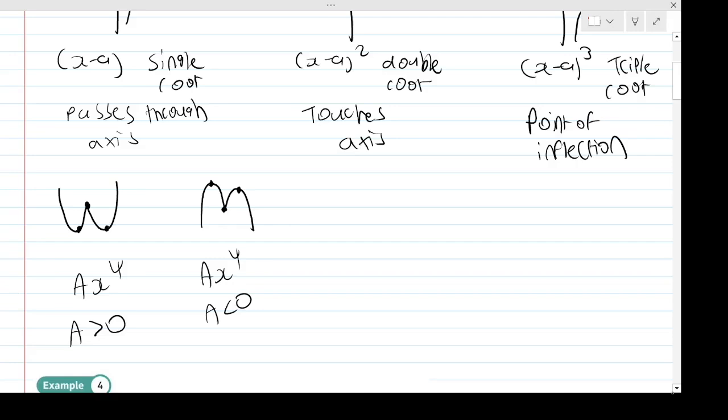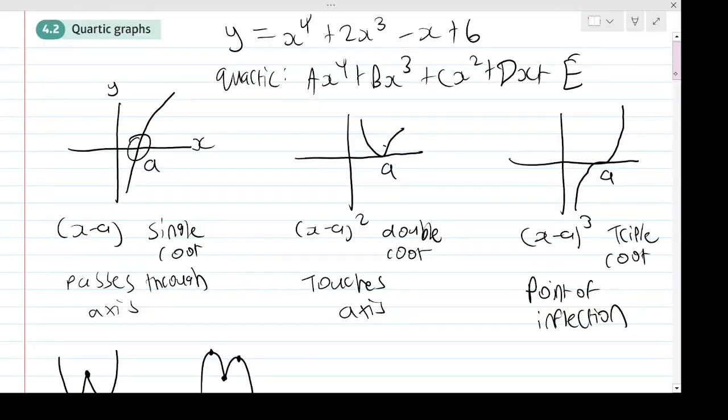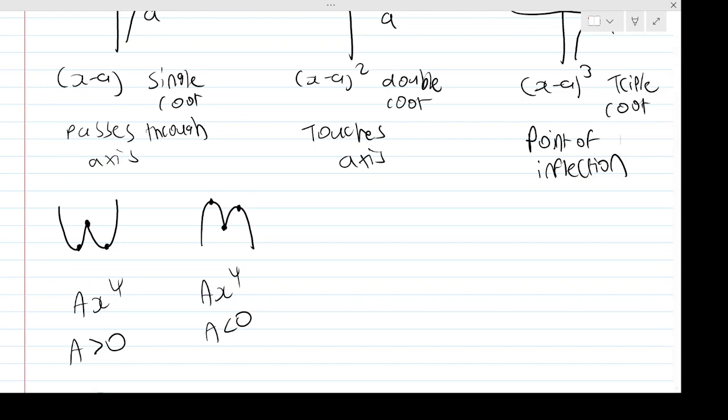So we're going to first look at the sign of the x to the 4 term to see what type of shape. Is it going to be a W or an M shape? And then we're going to look at the roots to determine what the graph will look like using what we just discussed up here. Cool. Okay. Also, relating to these graphs, and the textbook does talk about this, I thought I'd go over it.